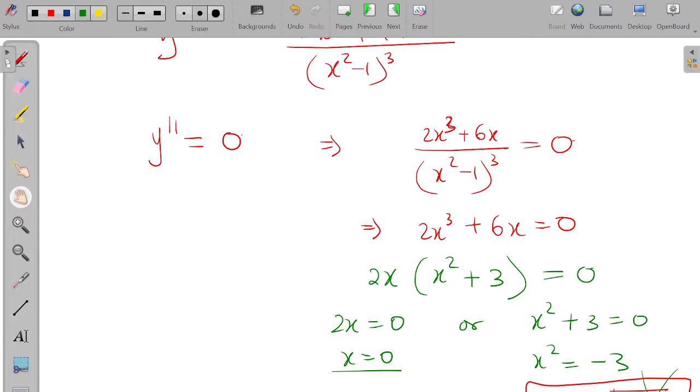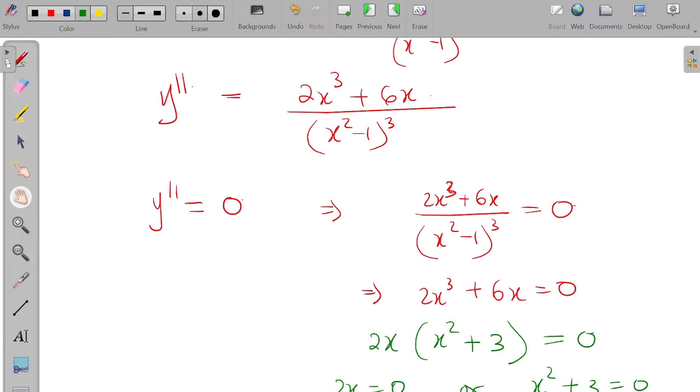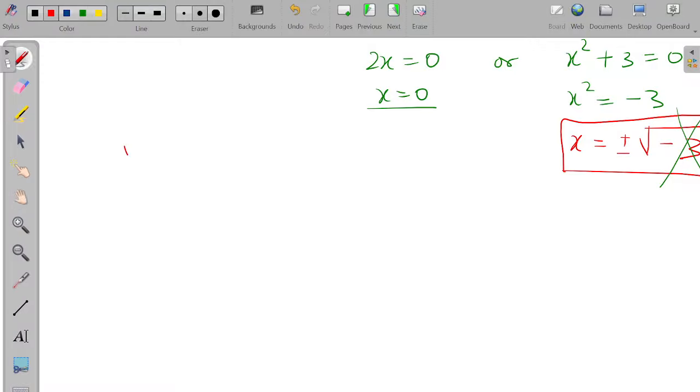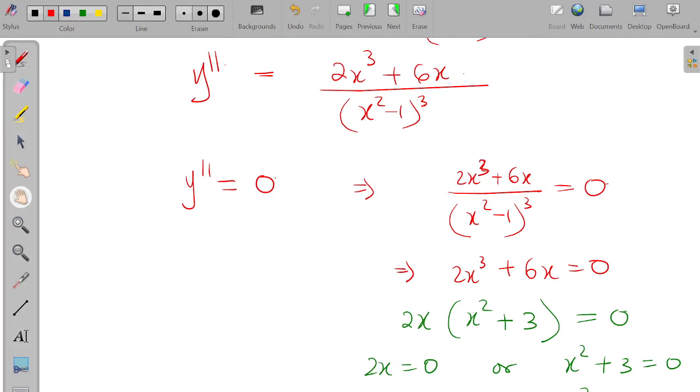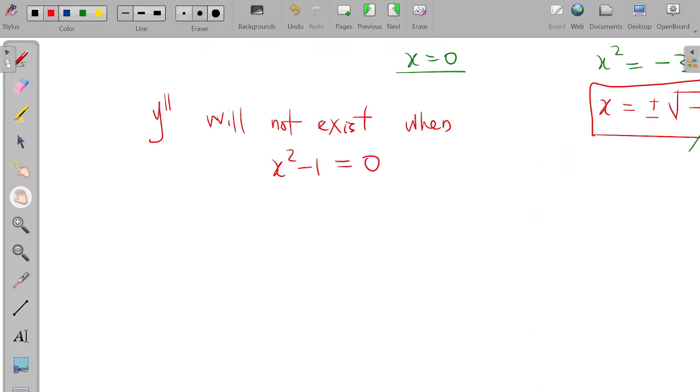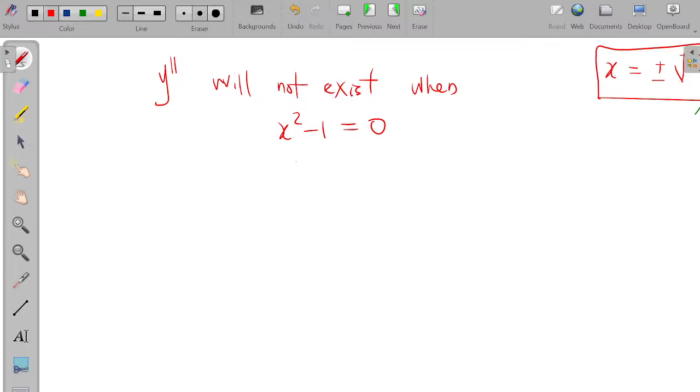Okay, so that's fine, but the other thing we can have also is where the second derivative will not exist. The second derivative will not exist when s squared minus 1 equals to 0. That is the denominator. You see, this is our second derivative. So when this equals to 0, then it will not exist. So we need to find that. That means s equals to plus or minus root of 1, which is also plus or minus 1.